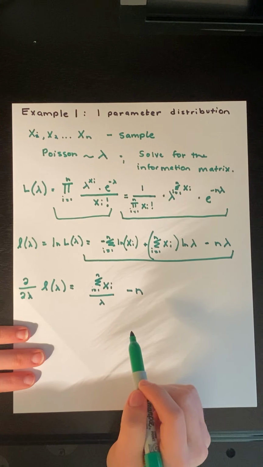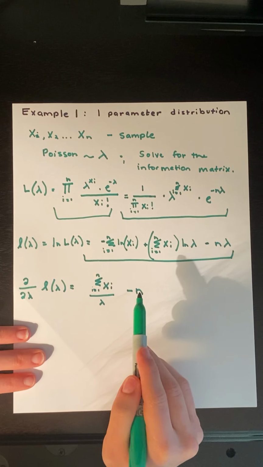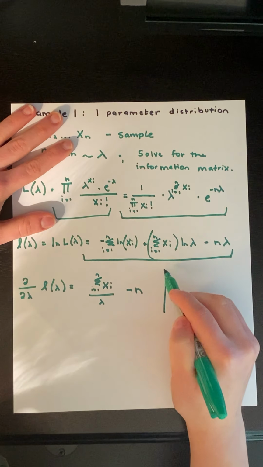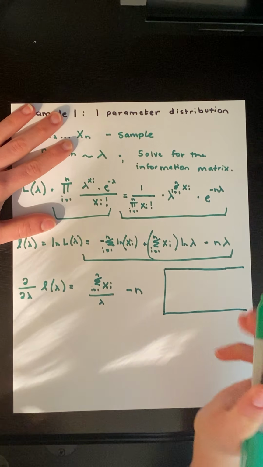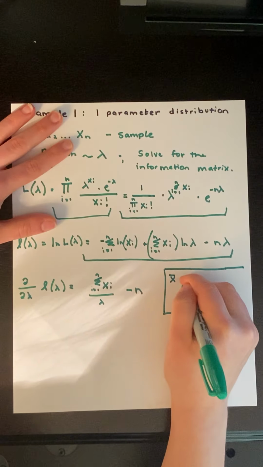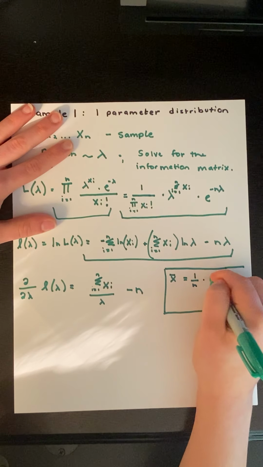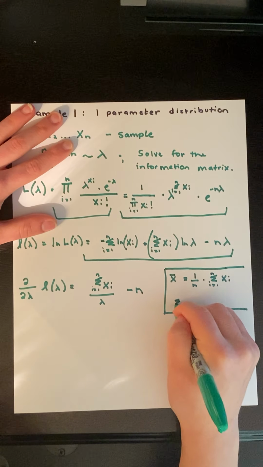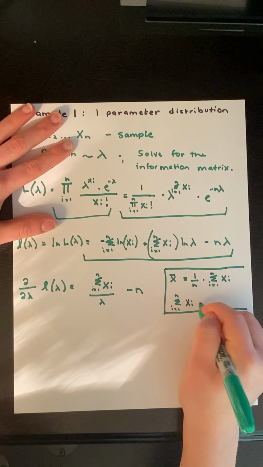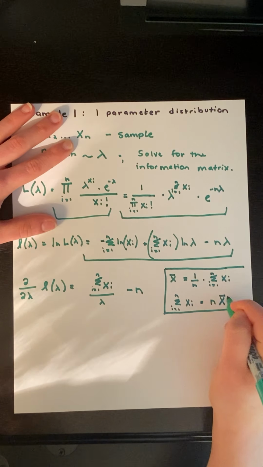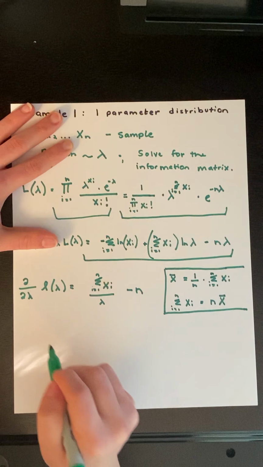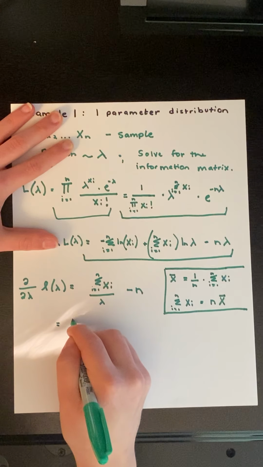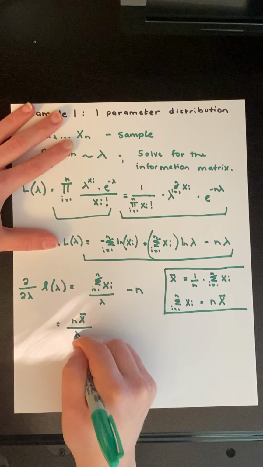We want to simplify this a little, because having the sum of the xi's in here is not ideal. So we go back to a key definition. We know that x bar, our sample mean, is equal to 1 over n times the sum of i equals 1 to n of our xi's. That means the sum of i equals 1 to n of our xi's is equal to n times x bar. So we make that substitution: the first derivative with respect to lambda of our log likelihood function is equal to n x bar over lambda minus n.